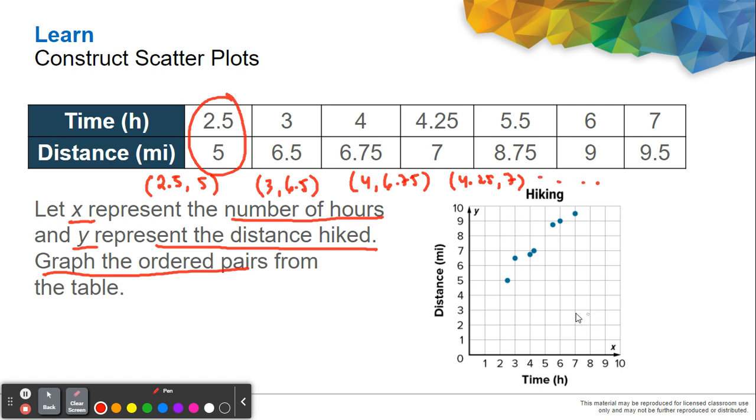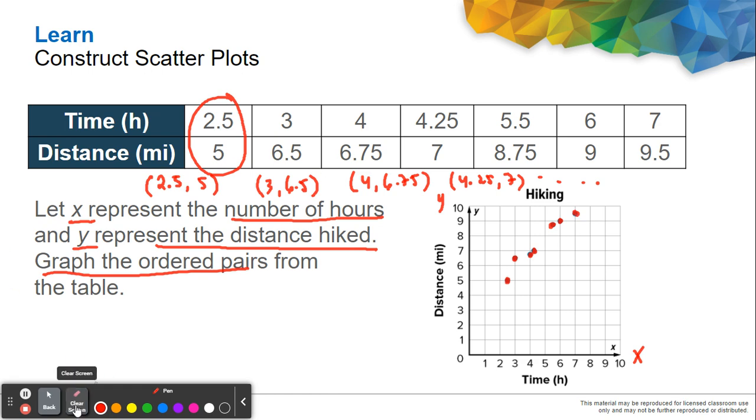So let's graph that in our coordinate plane. As you can see here, when we plot points, remember we read the x first before the y. So we have 2.5, it's in between 2 and 3, and then 5 is here. This is our first point. So we have 3 and 6.5, we have 4 and 6.75, we have 4.5 and 7, 5.5 and 8.75, 6 and 9, and 7 and 9.5. So this one is an example of a scatter plot, and that's how you do it.